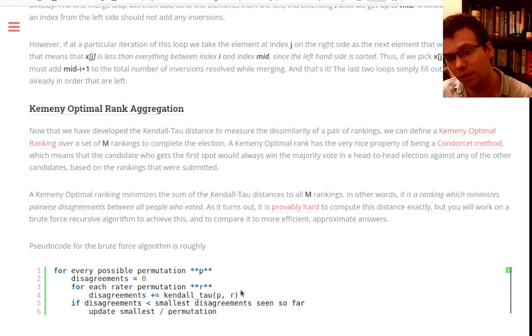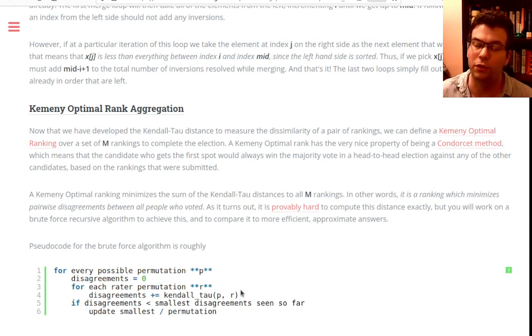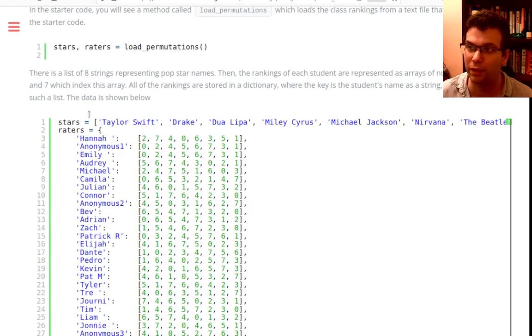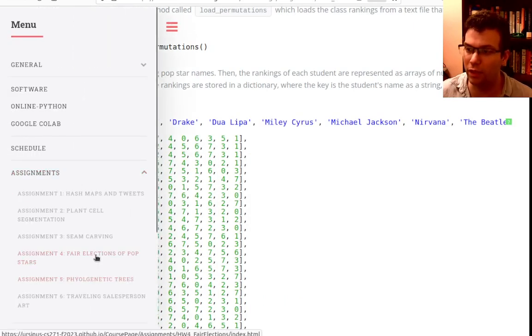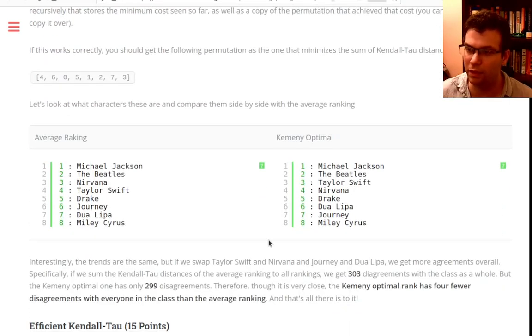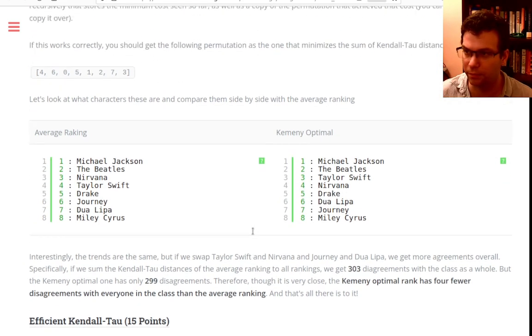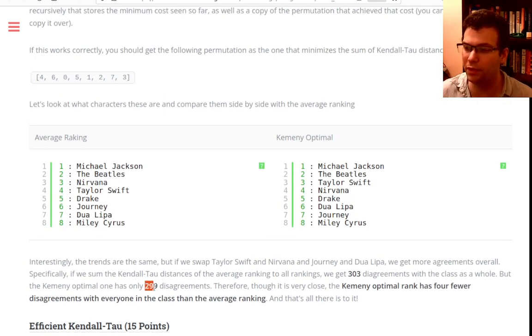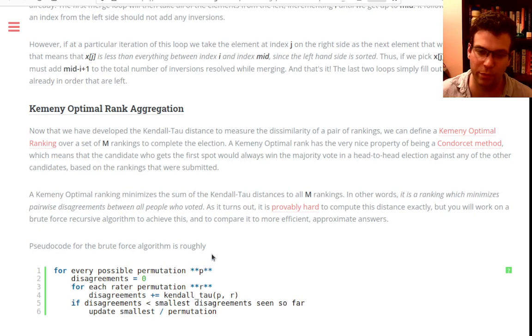And so what that ends up doing is minimizing the total number of disagreements in all pairwise elections between my ranking and everybody else. And so what you see in the homework is that it is going to give you a slightly better answer than if you did this average rank aggregation between everyone. So for our class, this gives us 299 disagreements versus 303 doing something a little more naive. The problem is you have to consider every permutation, so it's not very efficient. But this will give you some practice using recursive code to enumerate permutations.